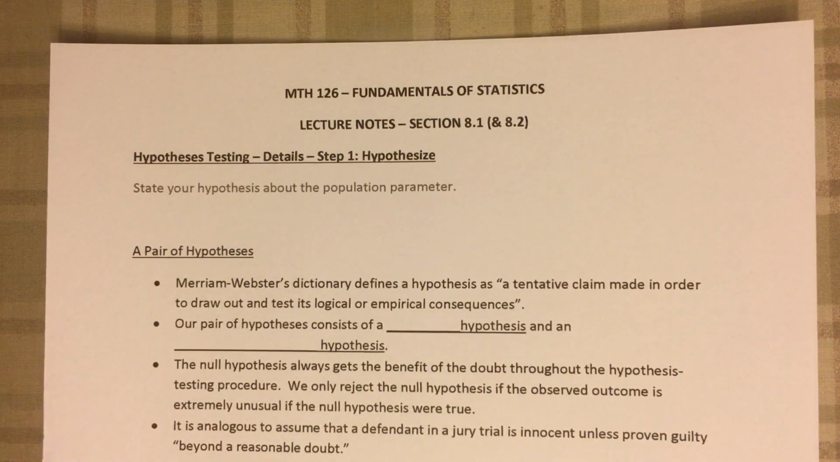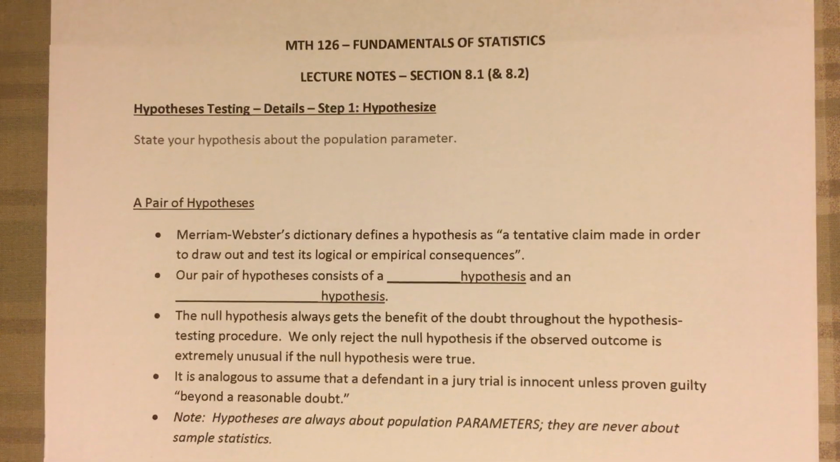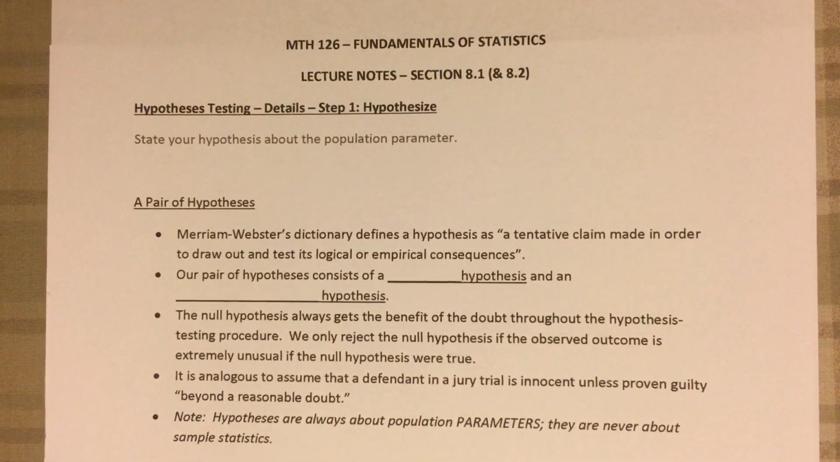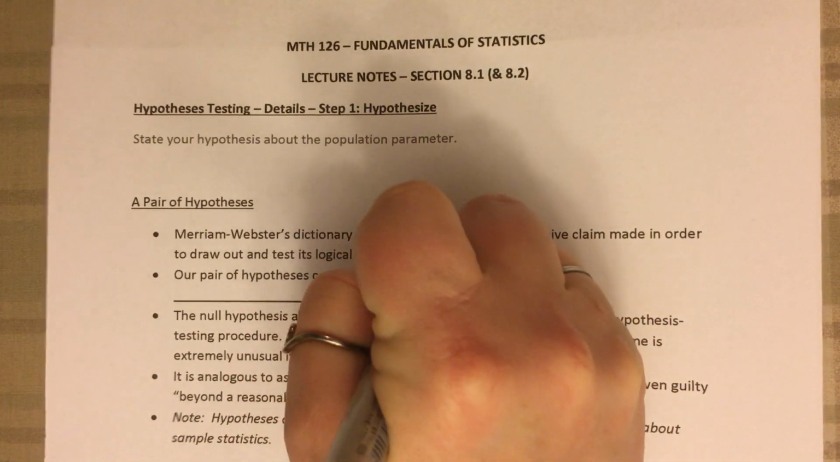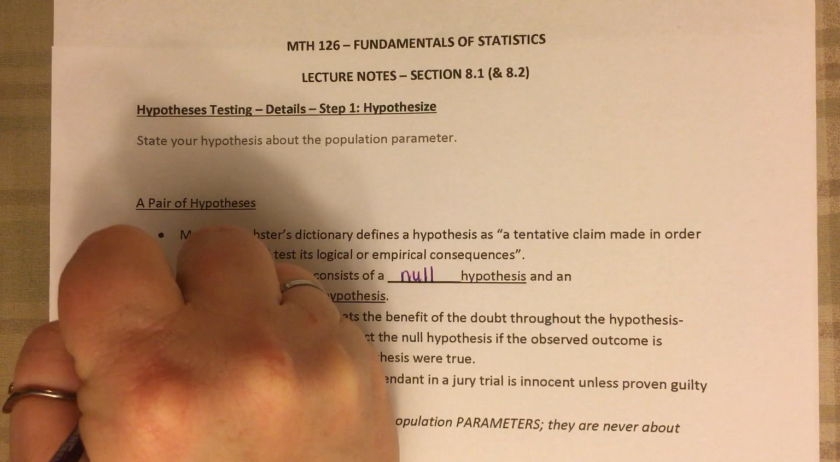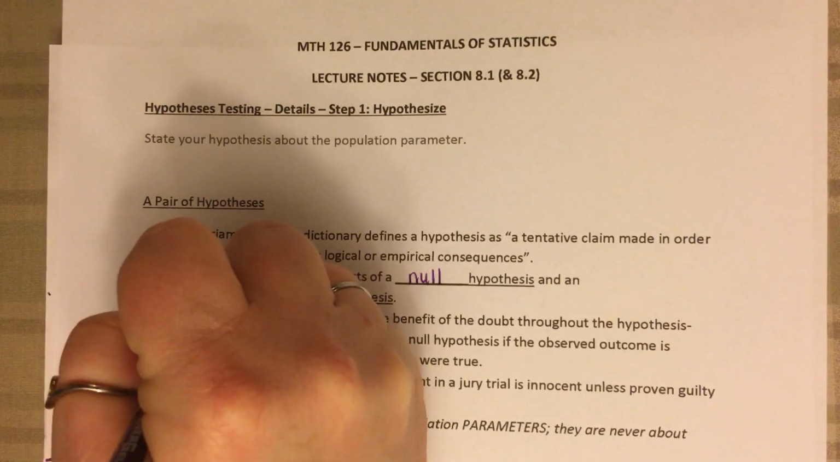Right. So Merriam-Webster's dictionary defines a hypothesis as a tentative claim made in order to draw out and test its logical or empirical consequences. So the hypothesis that we're coming up with is a claim that we want to test. We're not going to just have one hypothesis, we're going to have a pair. So we are going to have a null hypothesis and an alternative hypothesis.